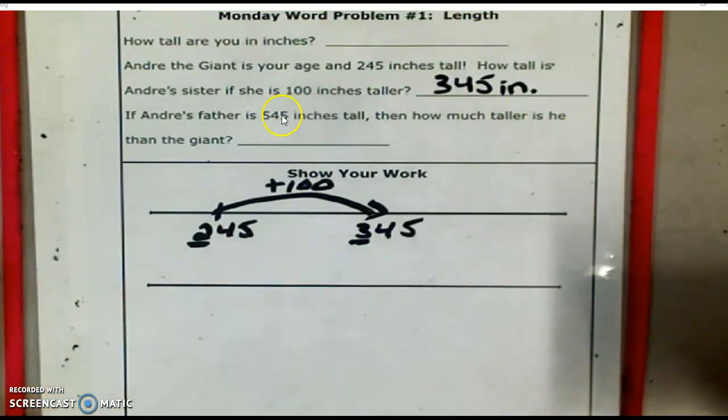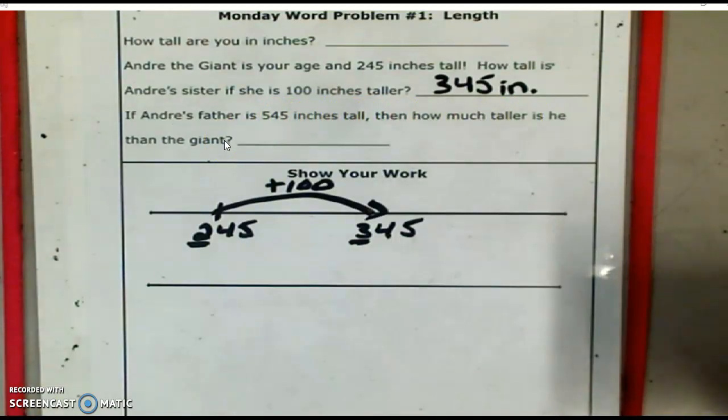It says, if Andre's father is 545 inches tall, then how much taller is he than Andre the giant? Well, that's a good question. Okay, so let's think about this. Andre's father is 545 inches tall. How much taller is he?